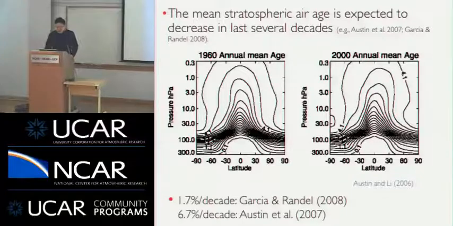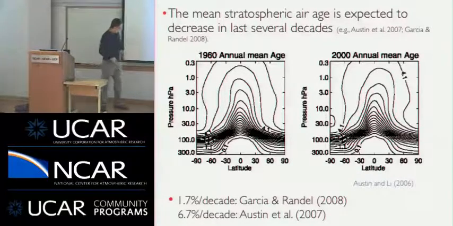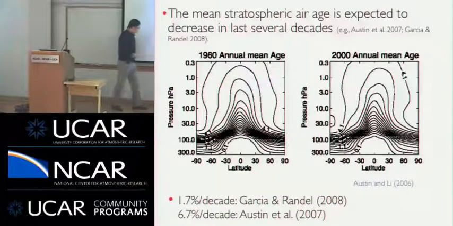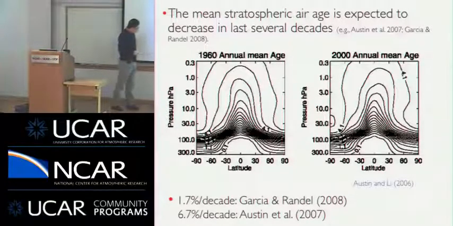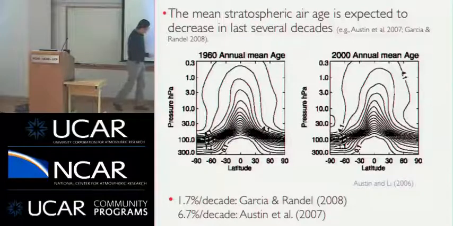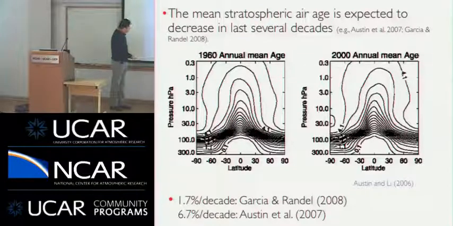I think using the NCAR model, they show the Brewer-Dobson circulation strengthening by about 1.2% per decade using stratospheric age as an index. And the GFDL model shows about, could be as large as, 0.7% per decade.